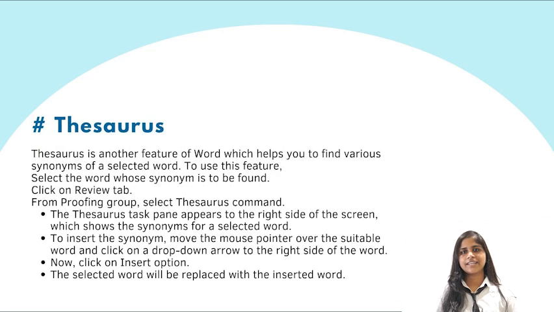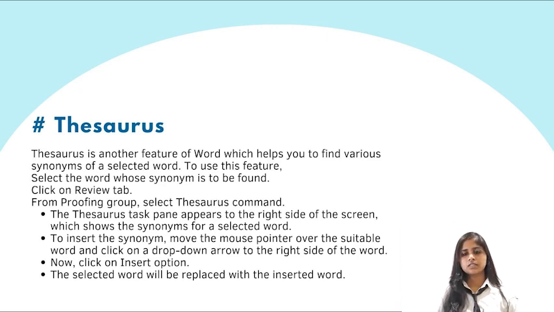Now we will study the next topic, that is the Thesaurus. We will study this concept first, then we will see how we can use it. Thesaurus is another feature of Word which helps you find various synonyms of a selected word. To use this feature, we have to select the word whose synonym is to be found. Then we have to click on the Review tab. From the Proofing group, select the Thesaurus command. The Thesaurus task pane appears on the right side of the screen, which shows the synonyms for the selected word.